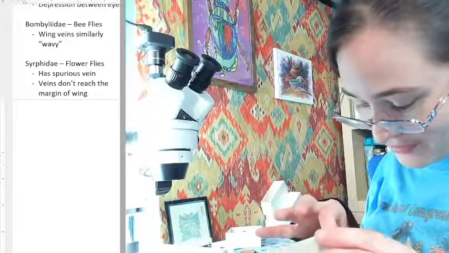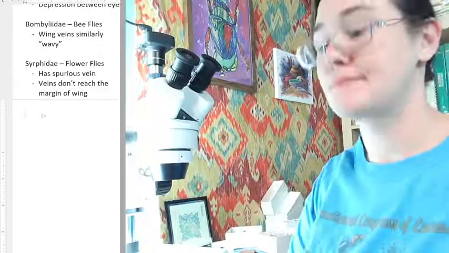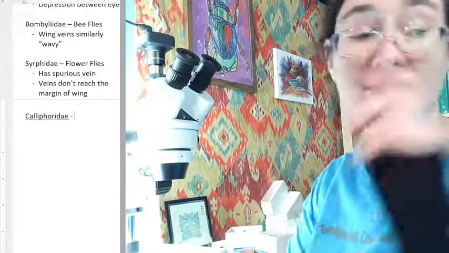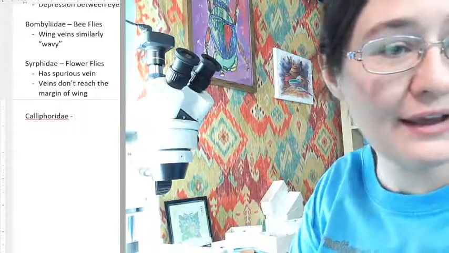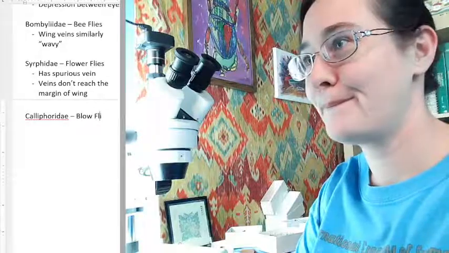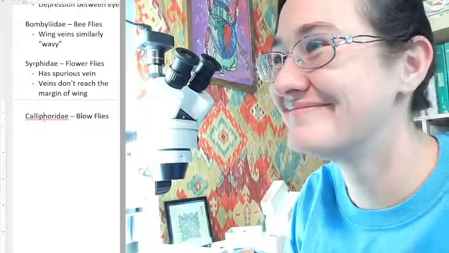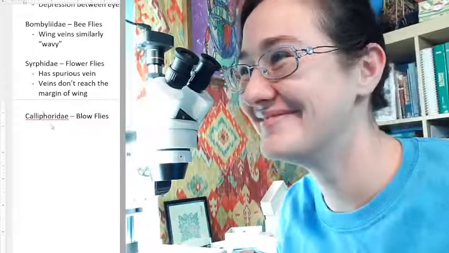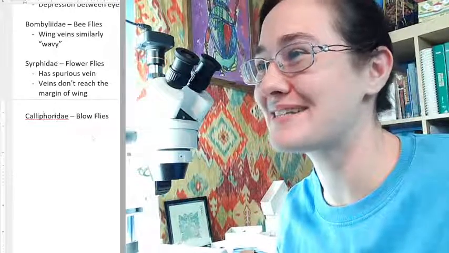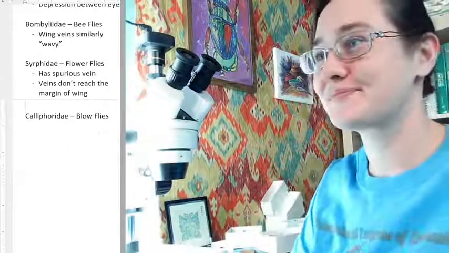All right, calliphorids. Calliphorid in a buggy world. Only you guys are allowed to hear that. Come on, I didn't spell it wrong, I promise. Add to dictionary. All right.